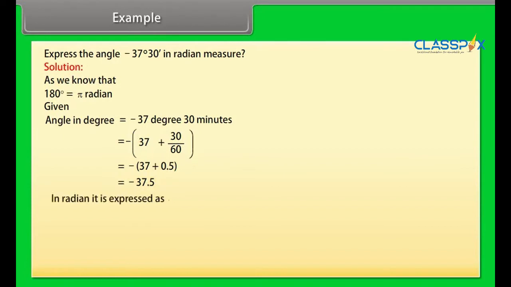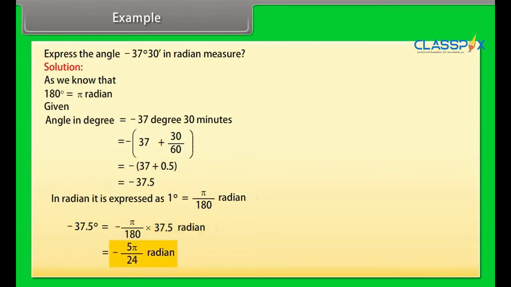In radian, it is expressed as 1 degree is equal to pi by 180 radian. Minus 37.5 degree is equal to minus pi by 180 into 37.5 radian is equal to minus pi by 24 radian.